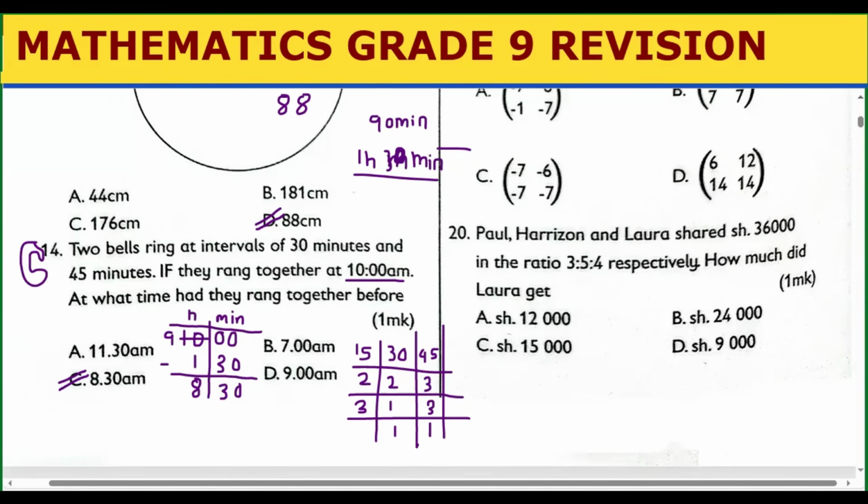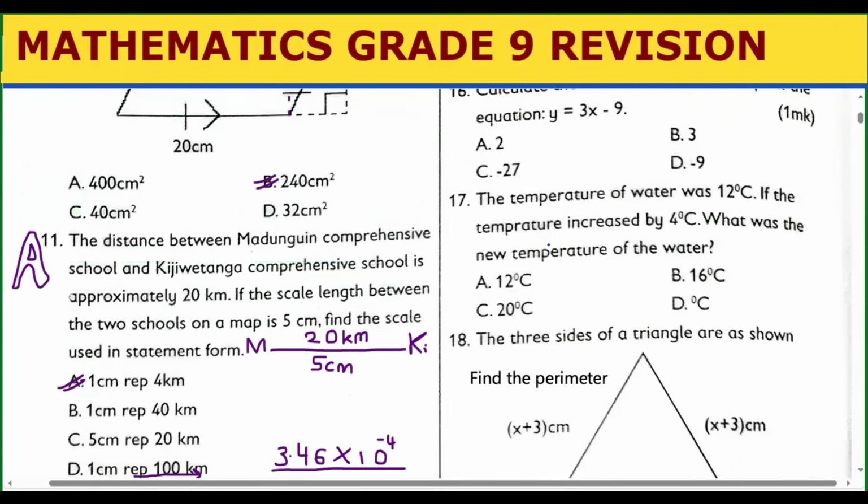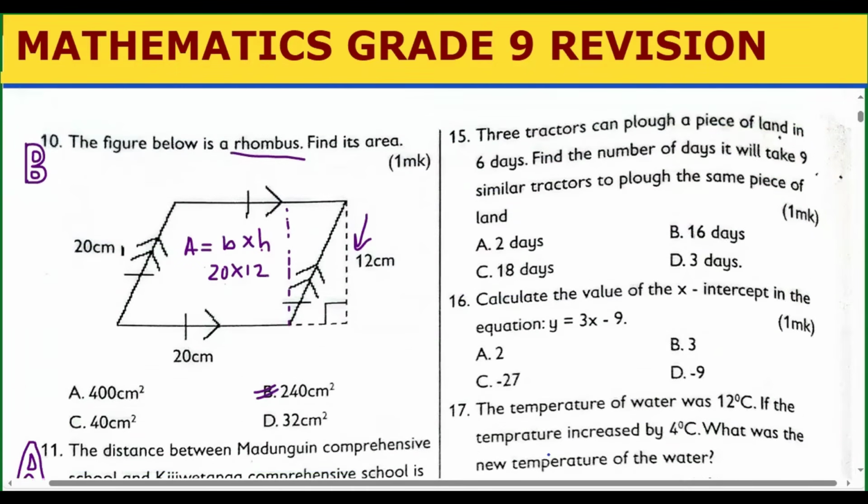Number 15. Let's go to number 15. Number 15 is up here. Can you see it? Three tractors can plow a piece of land in 6 days. Find the number of days it will take 9 similar tractors to plow the same piece of land at the same rate.